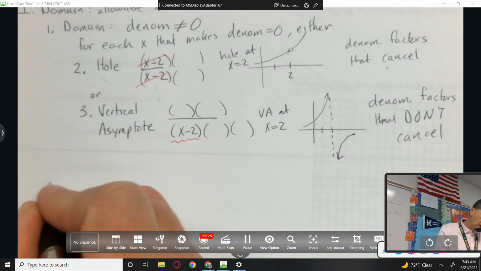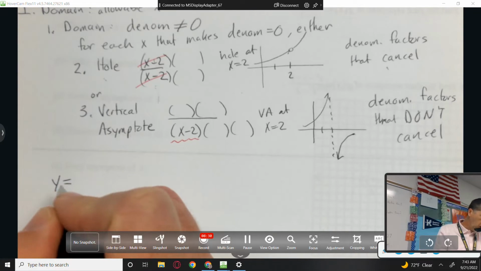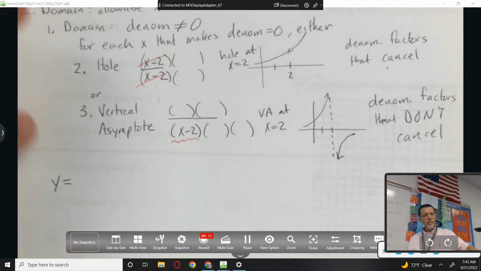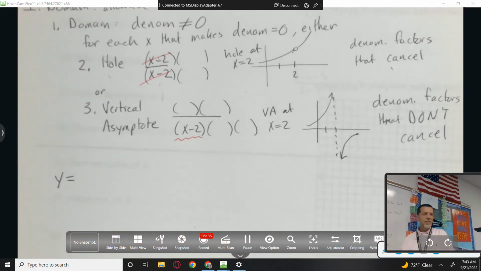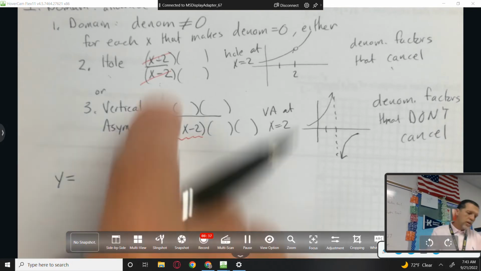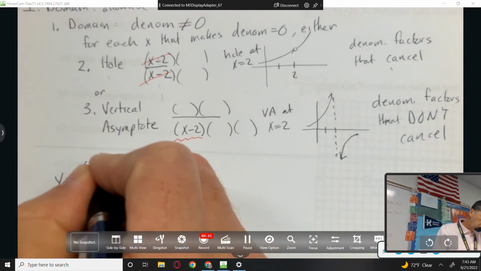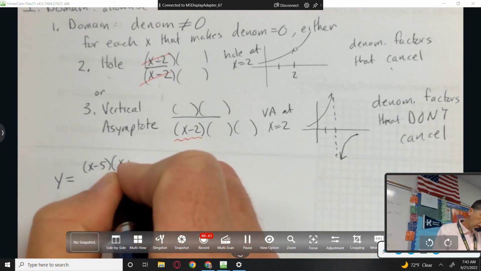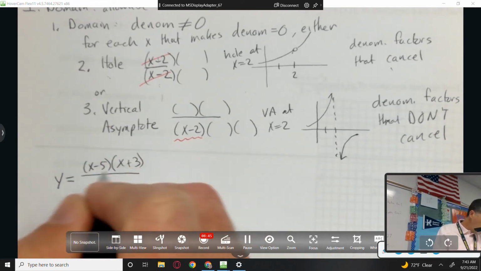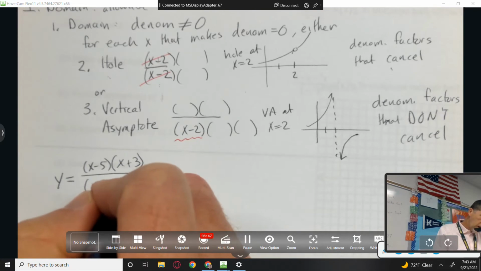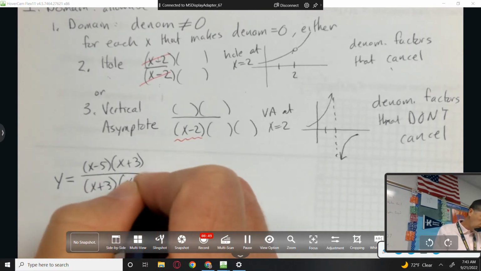So let's look at a brief example. And again, this will only be for this section. We're going to answer like 7 or 8 questions for each problem, but this is the first 3 questions. x minus 5 times x plus 3, all over x plus 3 times x minus 2.